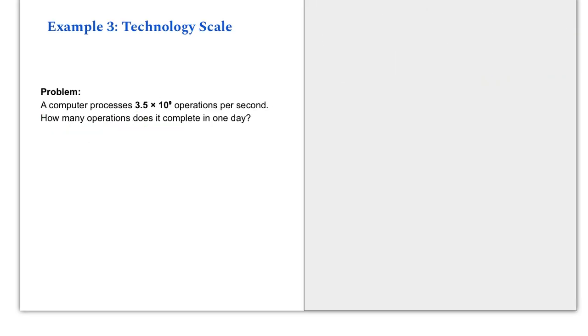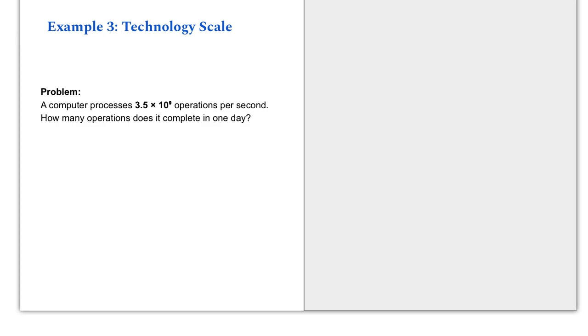Example 3, technology scales. A computer processes 3.5 times 10 to the 9th power operations per second. The question is, how many operations does it complete in one day? Here's how scientific notation shows up in technology, and why here we will multiply instead of adding or subtracting or even dividing. This problem says a computer does 3.5 times 10 to the 9th power operations every second. That means in just 1 second, it completes 3.5 billion operations.